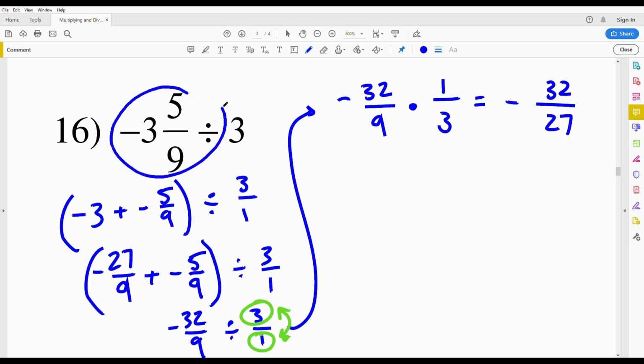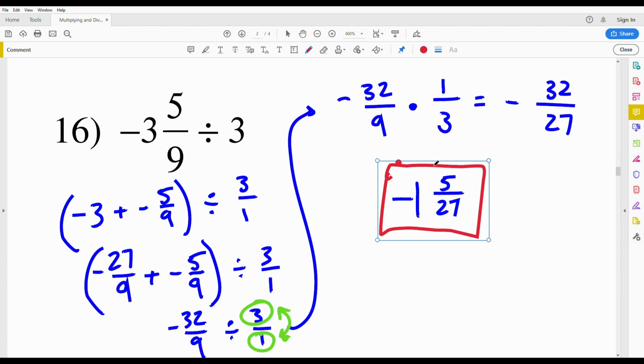Now, we started with a mixed number, so we're going to end with a mixed number. How many times does 27 fit into 32? Well, it only fits in once, so we'll have the negative whole number 1, and how much of that 32 is remaining? 5, right? Because 27 plus 5 gets us to 32. So we'll have 5 27ths still to get to negative 32 27ths. So our solution is negative 1 and 5 27ths.